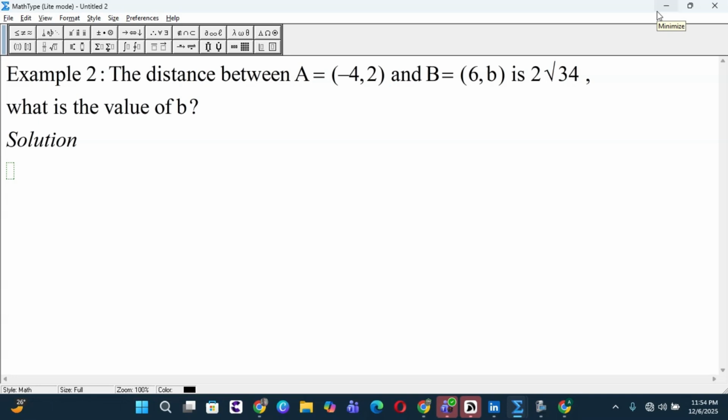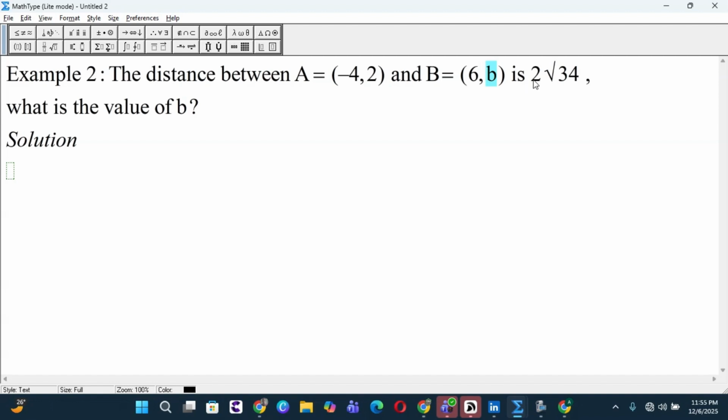Let's look at the second example, on distance between 2 points. In this question, we are not looking for the distance, we have been given the distance. But we are given coordinates of point A as (-4, 2), and that of B as (6, b). So this is what we're looking for: what b represents in the coordinates of this particular point B.